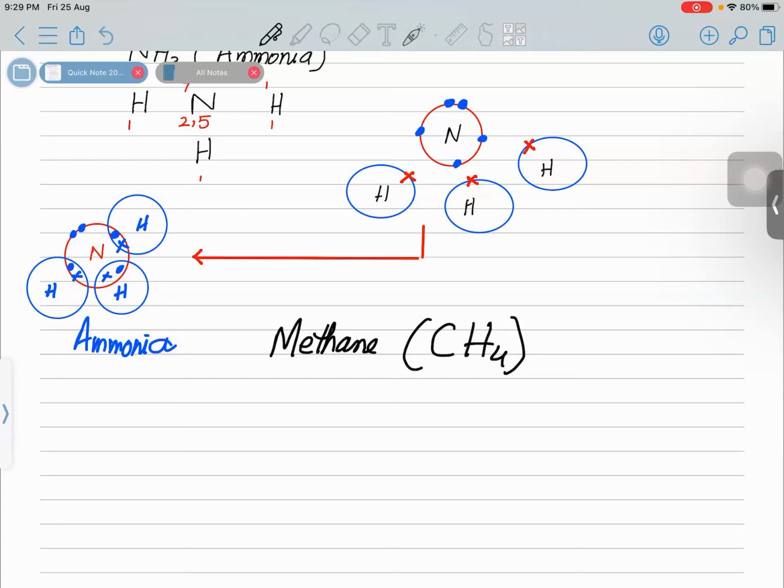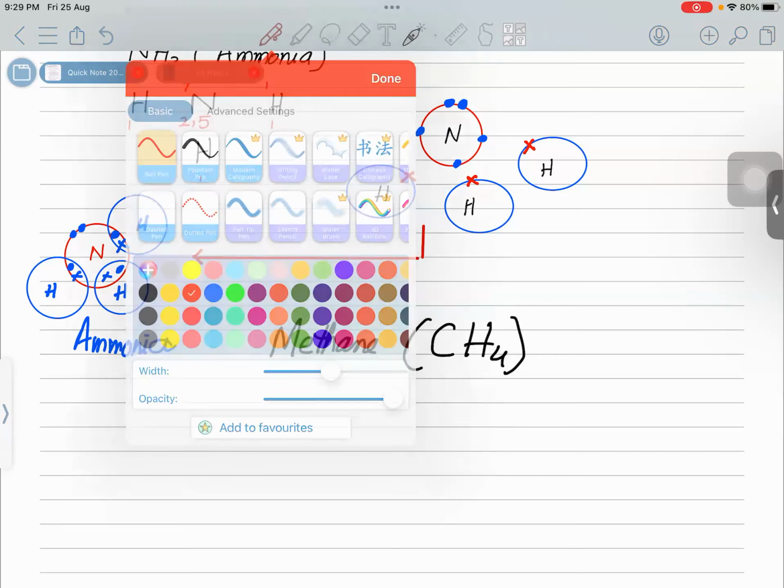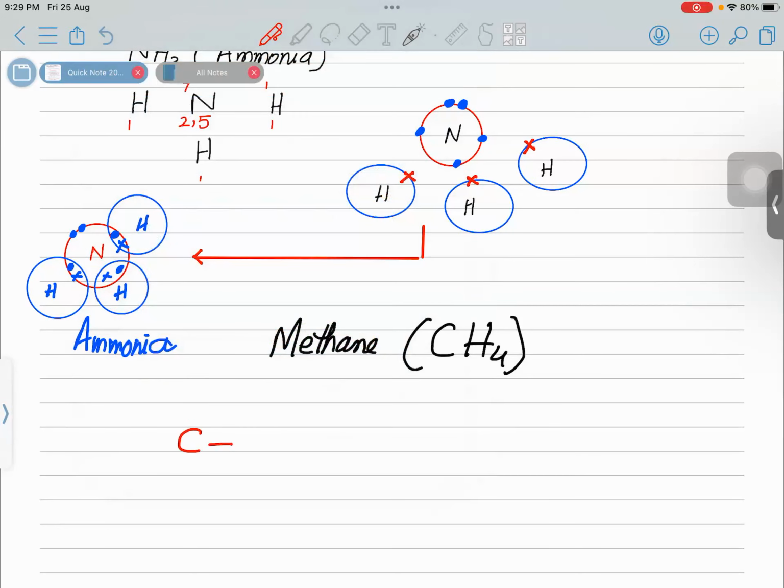CH4. Methane is CH4. You have 1 carbon. This is CH4.